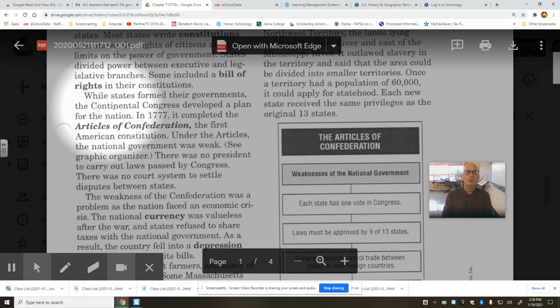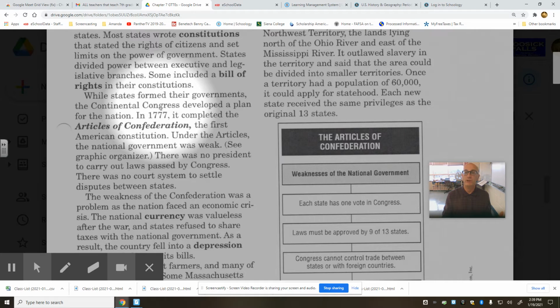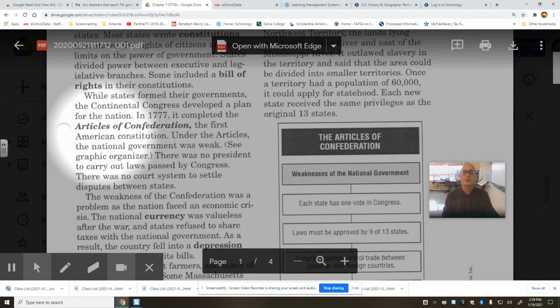Continue on, while states formed their governments, the Continental Congress, which was meeting a couple of times in Philadelphia, developed a plan for the nation, for the national government. And in 1777, it completed the Articles of Confederation. And the Articles of Confederation is the very first Constitution of the United States.